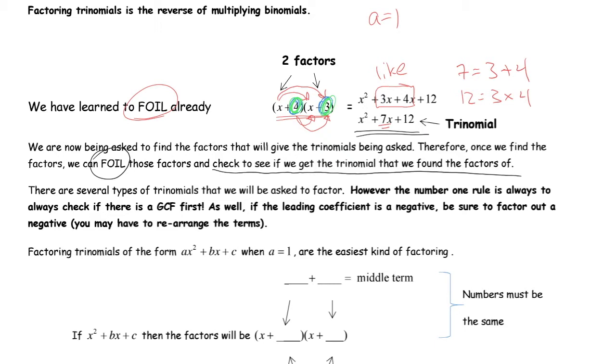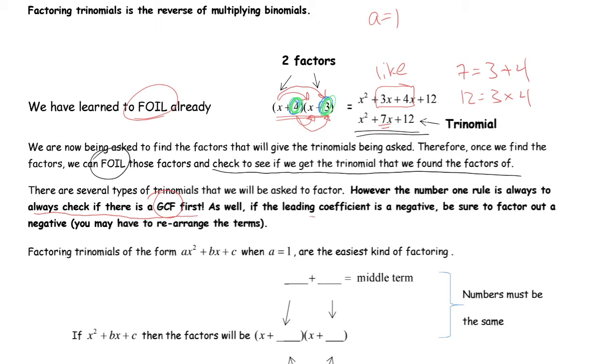Now, there are several types of trinomials that we're going to be asked to factor. So that's one of the things that we're going to look at moving forward. But the number one rule is to always check to see if there's a greatest common factor first, and you should take that out first because it simplifies the work substantially to get rid of a common factor if you see it.